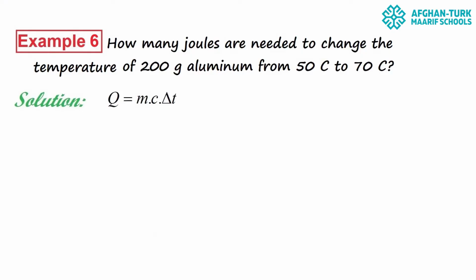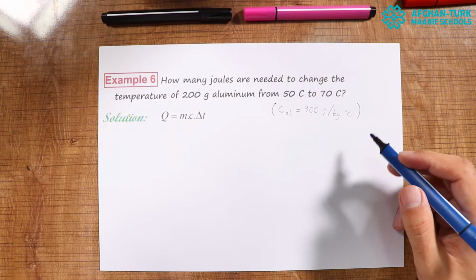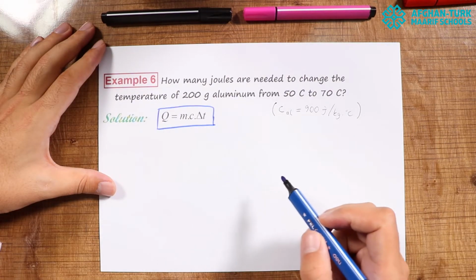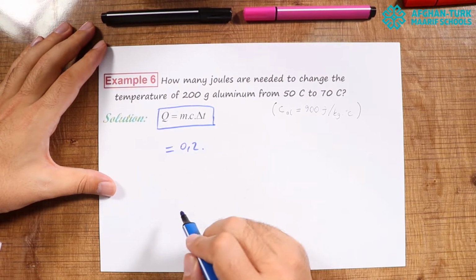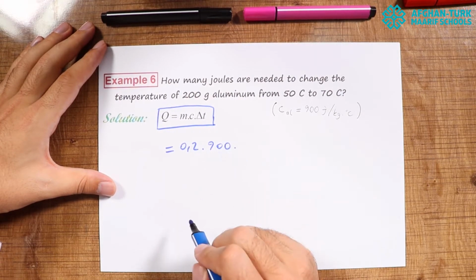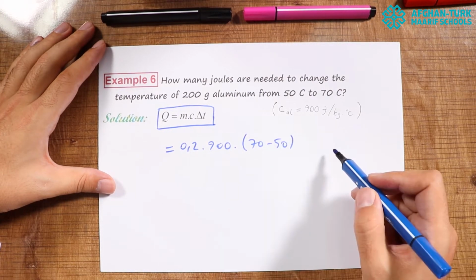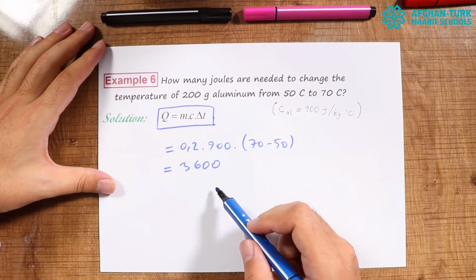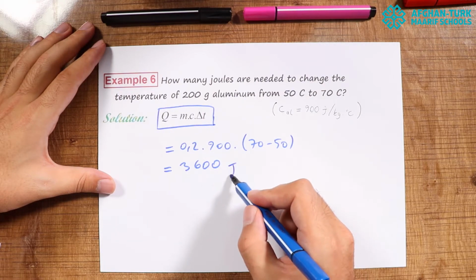Again, we have a similar question, so let's find out the needed energy in terms of joules. The specific heat capacity for aluminium in terms of joules is 900. When I put the values in their places, I will get 0.2 times 900 times delta T, which is 70 minus 50. Because it's in kilograms, we need to transform the gram to kilogram. So from here I can get 3600 joules.